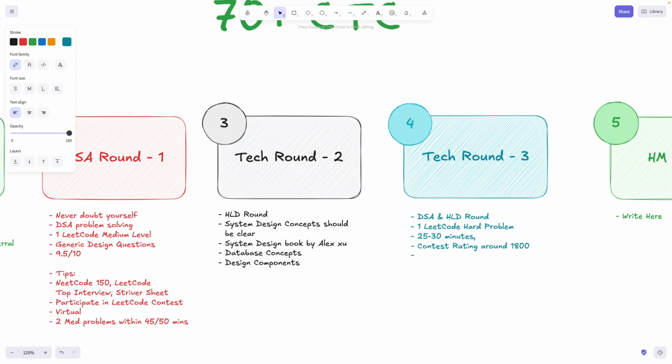And then after that, there was a 30 minute discussion on HLD. Again, an unseen problem, but you need to know different concepts of how to make search faster, how to make reads faster, how to make queries faster, how to make writes faster, right? All of these things, system design concepts.